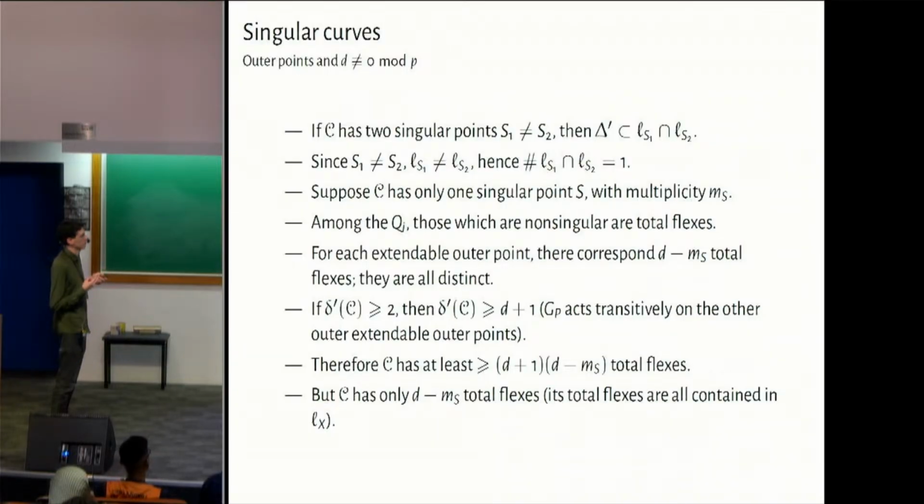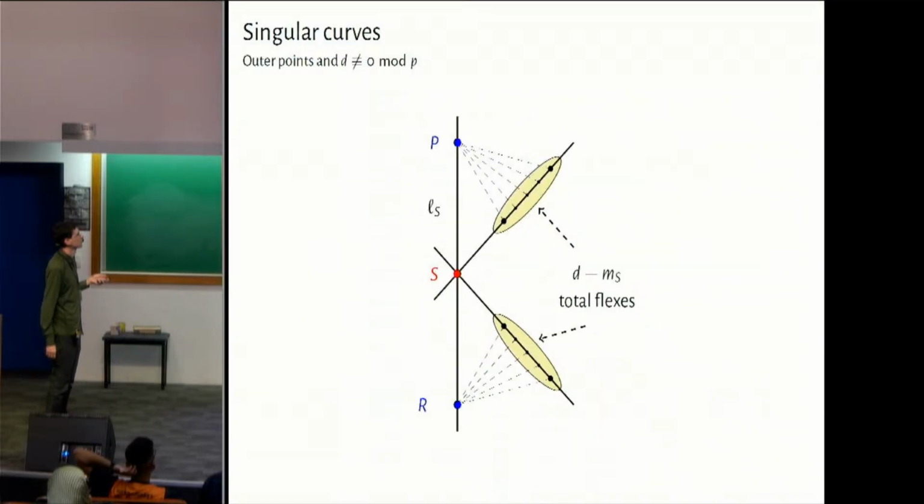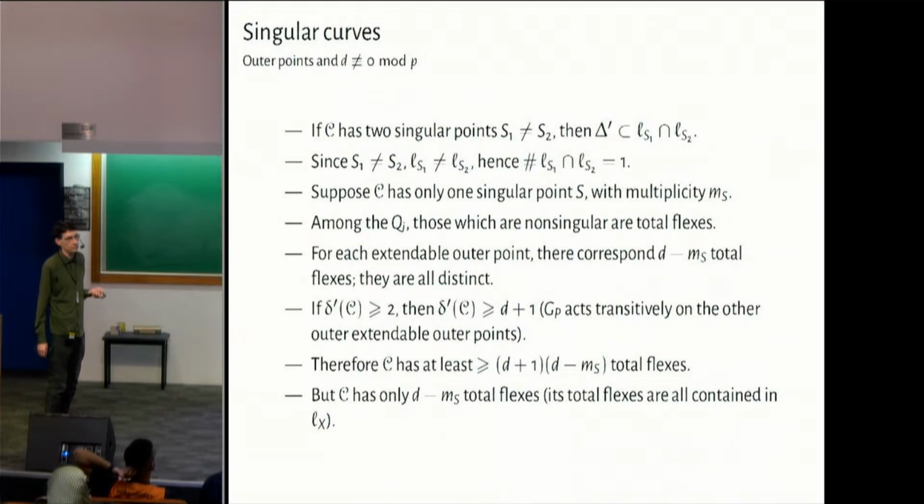And if you had at least two Galois points, you can act with the group of one Galois point in the other point, and this would give you at least d plus one other Galois points. And then you would have a total of d plus 1 times d minus ms total flexes. But the curve C has only d minus ms total flexes. Therefore, it cannot have at least two.